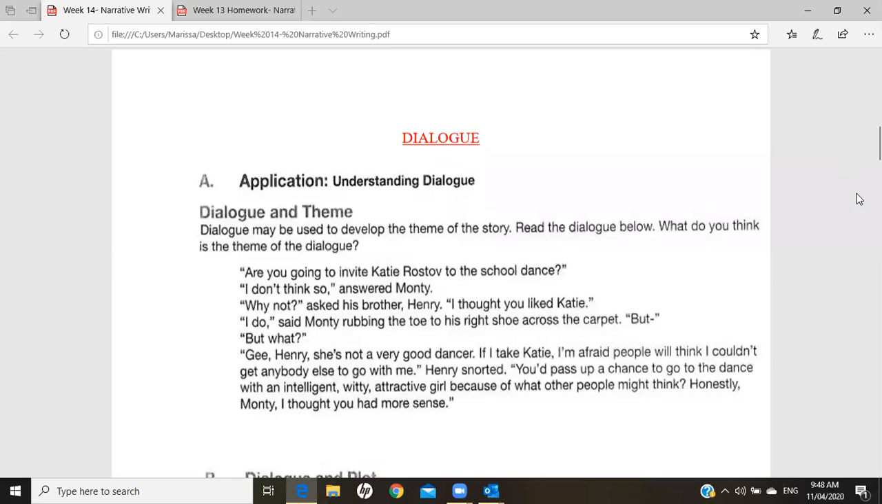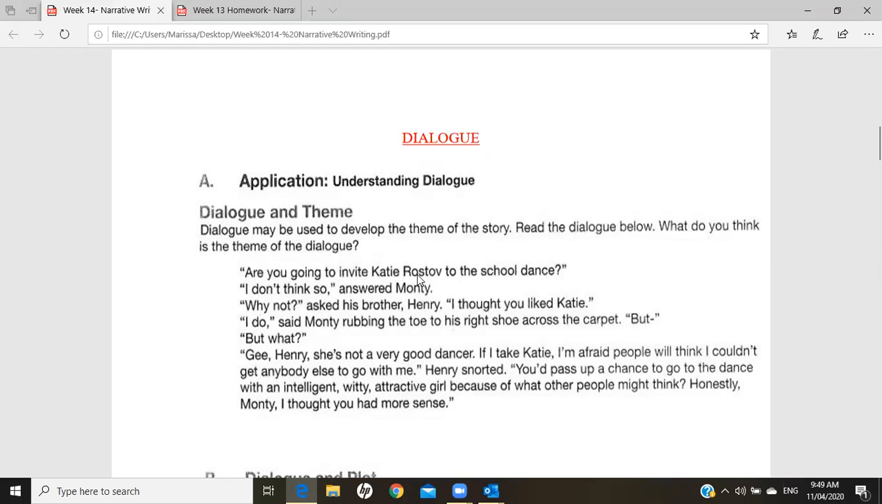What are the characters we have in this dialogue? Katie, Russell, Monty, and Henry. Good. And what relationship do Henry and Monty have? Like, are they friends? Are they cousins? What are they? Friends? Like brothers, miss? They're brothers. When it says here, why not, asked his brother Henry, Monty and Henry are actually brothers, so they're siblings. And we know that Katie Rostov is the topic of discussion. And who is Katie? The kid they want to ask to the dance?